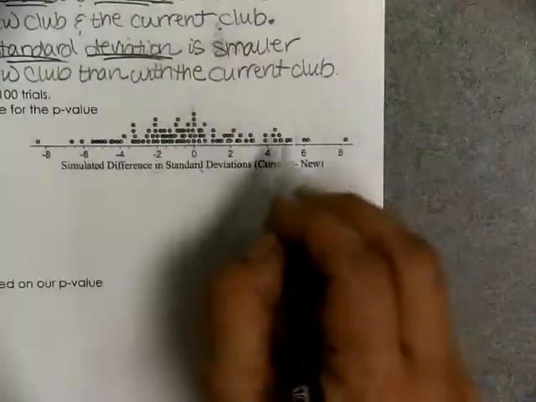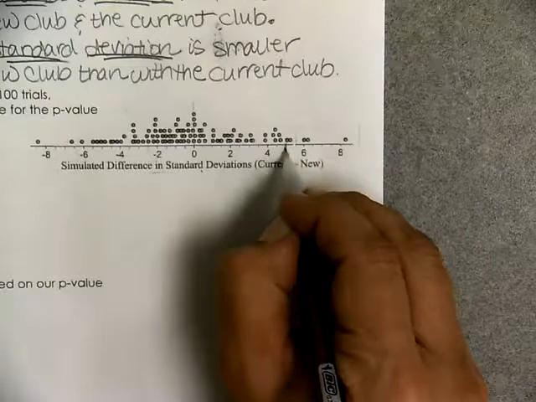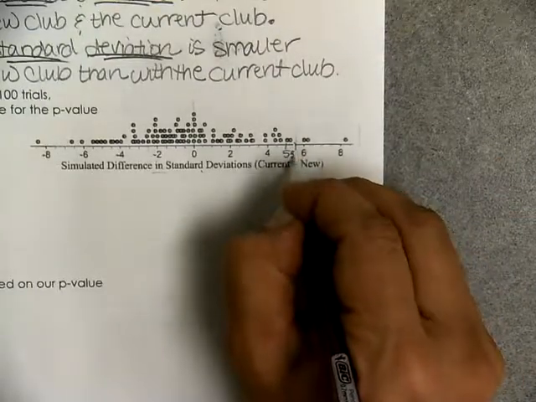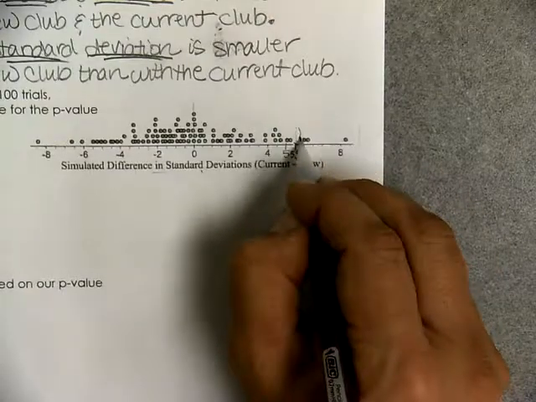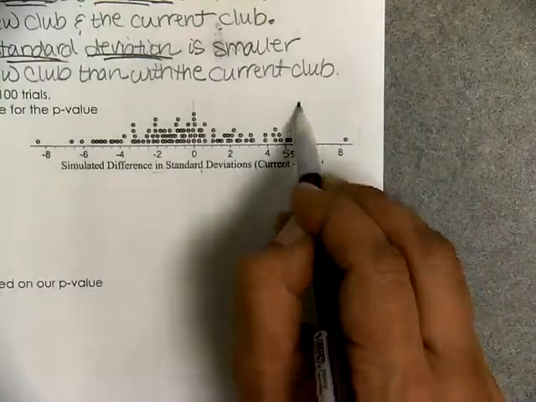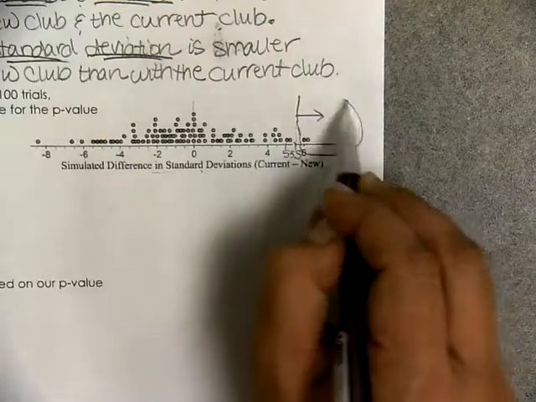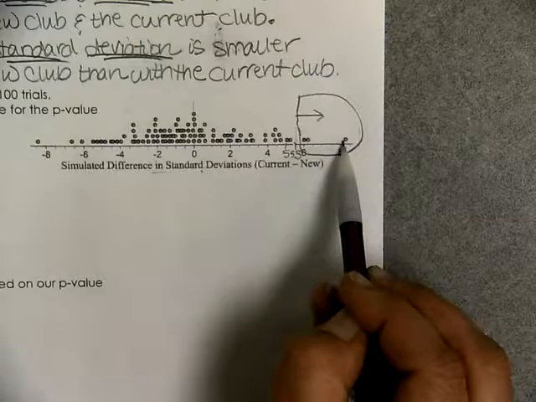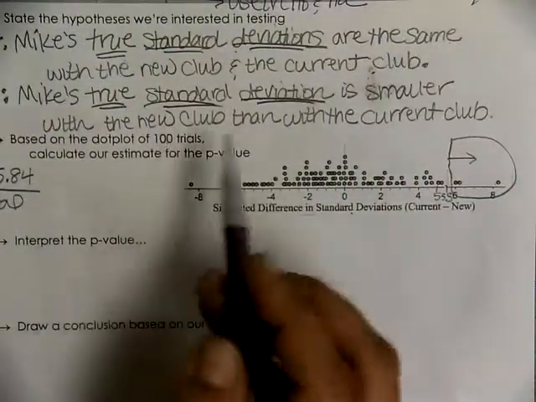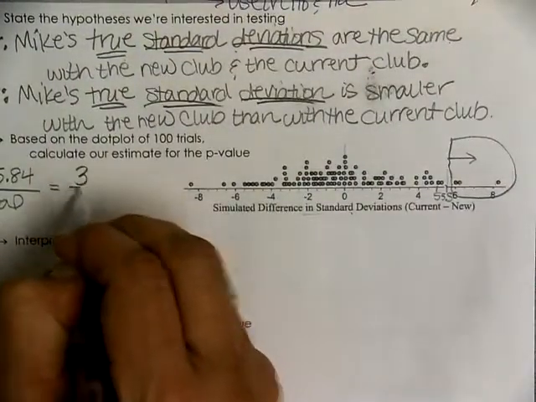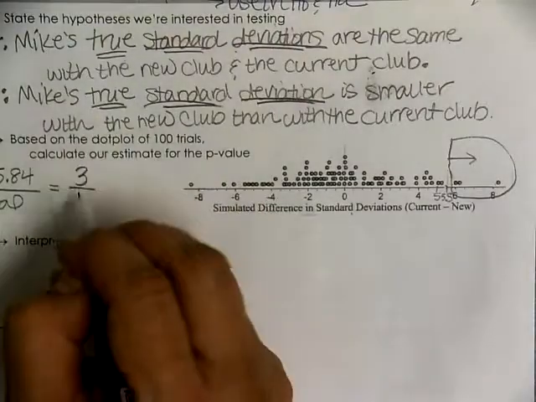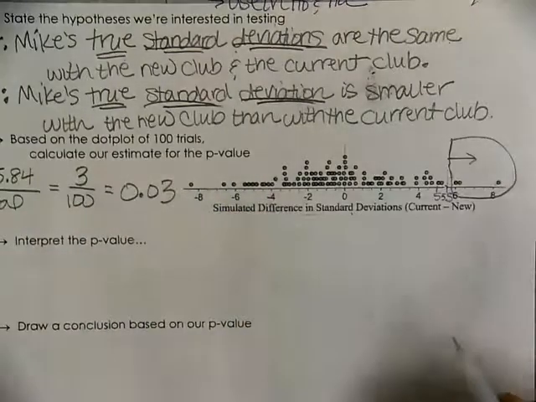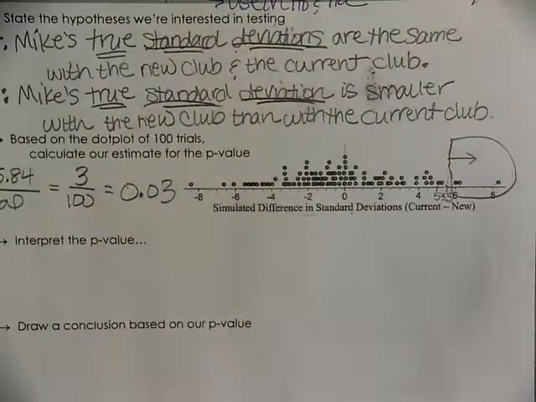So let's look at our scale. Here's 4, here's 6, so that means this is 5. This would be 5.5, so 5.84 would probably be here just below 6. And I want to include all of these values. I see that I have 1, 2, 3 values out of the 100 trials. So I have 3 values at or above 5.84 over 100 trials. That gives me a p-value of 0.03.